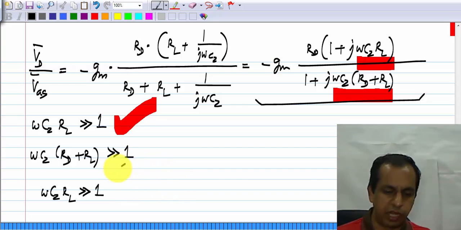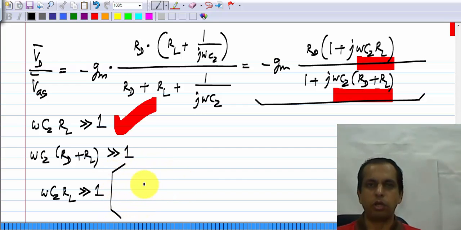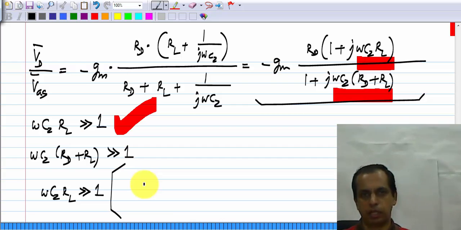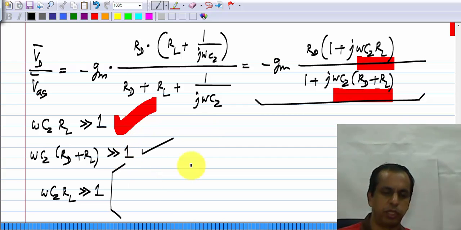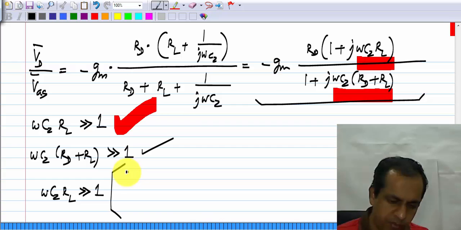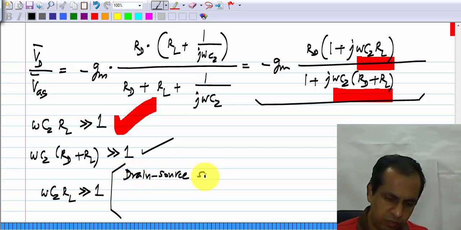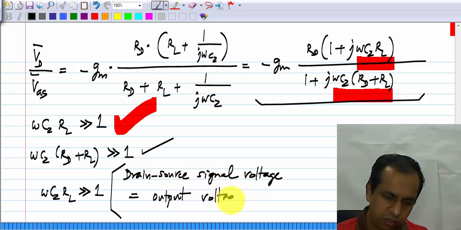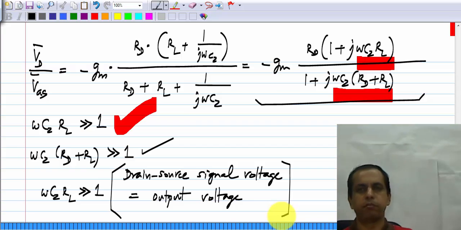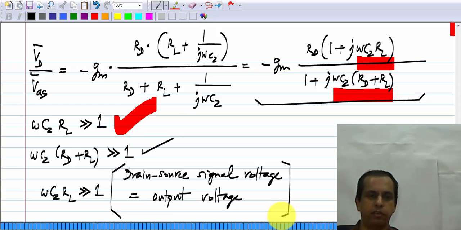The reason I went through all of this calculation is to make sure that this is not for the output voltage. The output voltage will come out just fine even if you satisfy this one. This is just to make sure that the drain source signal voltage equals the output voltage. So, I hope you understand exactly how these criteria are arrived at.